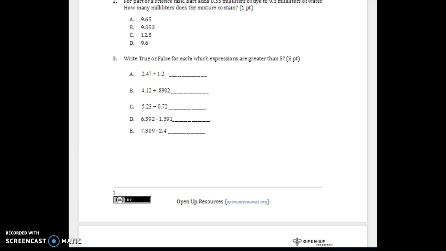Question 3. Write true or false for each. Which expressions are greater than 5? A. 2.47 plus 1.2. B. 4.12 plus 0.8902. C. 5.23 minus 0.72. D. 6.392 minus 1.391. E. 7.309 minus 2.4.